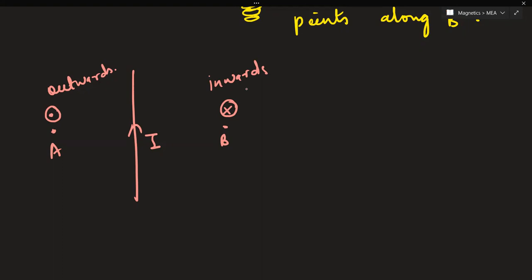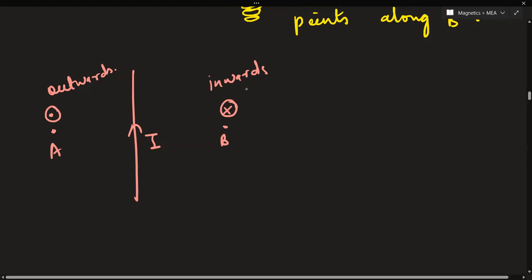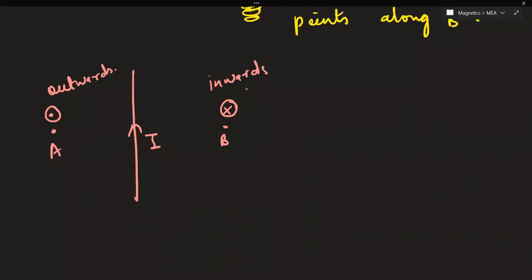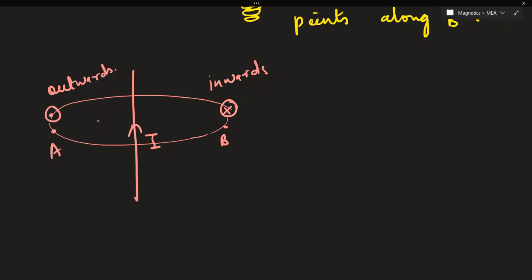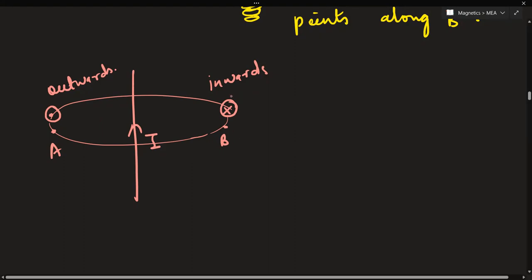So inwards is a cross, meaning your magnetic field is going in. See what has happened. You have held the wire in your right hand so that your thumb points in the direction of current, meaning your thumb must be pointing upwards, and the curvature of the fingers will be in this way. Here your thumb will be there, and here your fingers will be there. If you use your right hand, don't use the left hand. If you use the left hand, then your fingers will be opposite. Here you will get inwards and here you will get outwards.